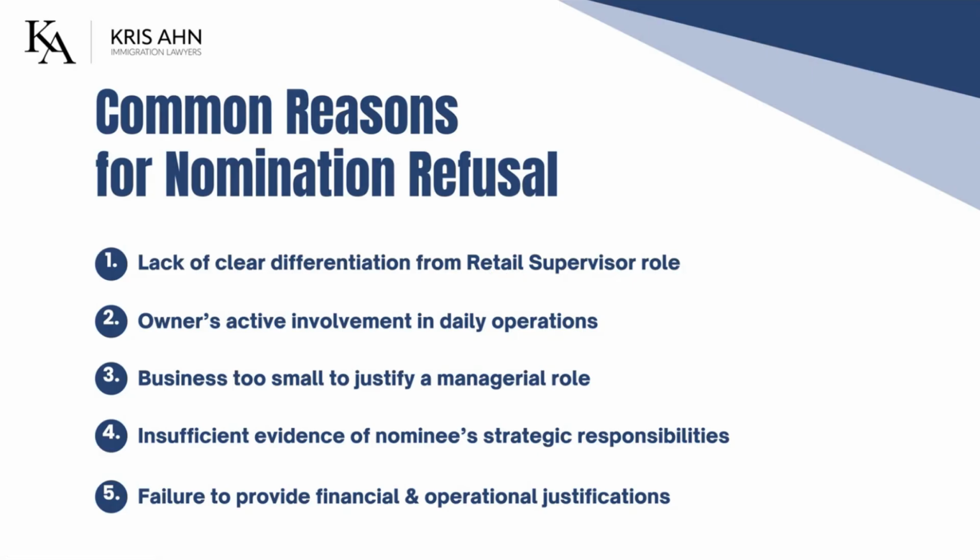A common reason for nomination refusal is lack of clear differentiation from the retail supervisor role. I'll talk about this a bit later, but having an organization chart also helps. We can have the owner or director of the business, the manager who is the nominee, and a supervisor in the organizational chart. In our legal submissions or letter of support that we help our clients draft, clearly identifying the different positions and roles helps differentiate the two roles, or maybe three roles. The owner, what do they do? The manager, what do they do? And the supervisor, what do they do? Then we justify the need for all three top positions for that business.